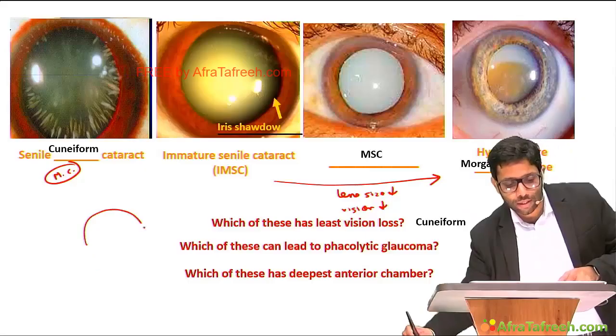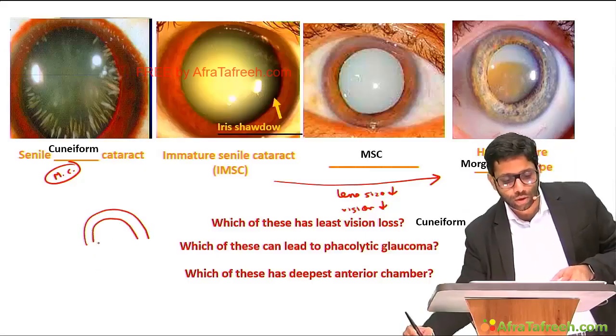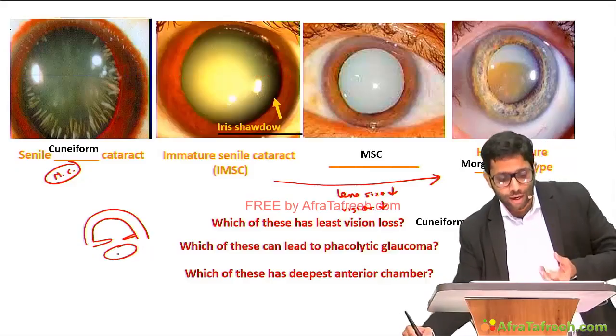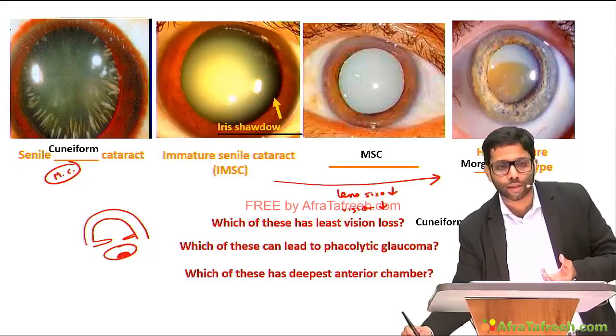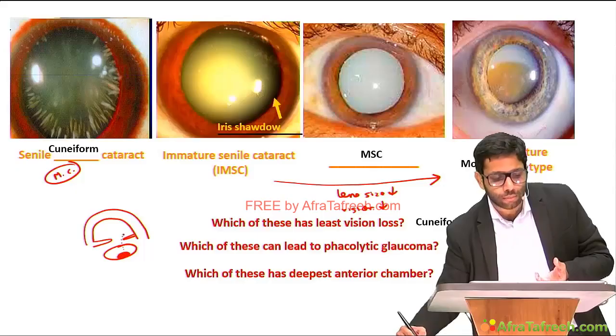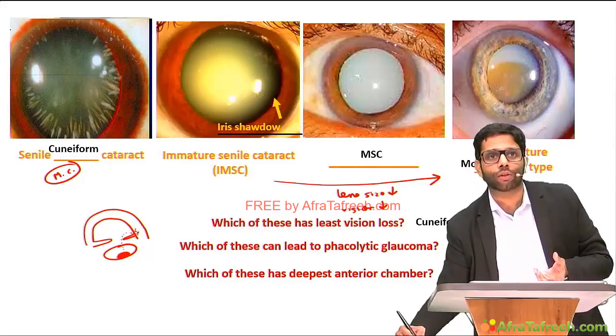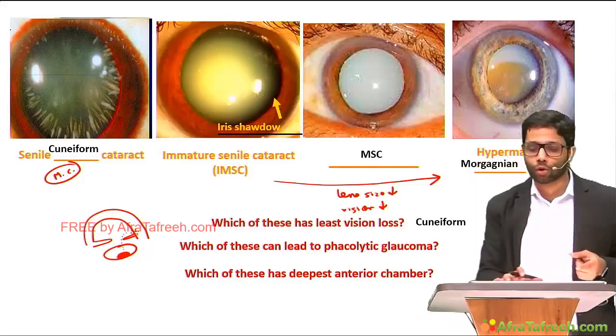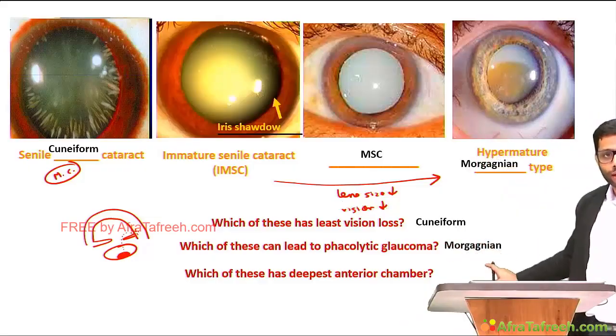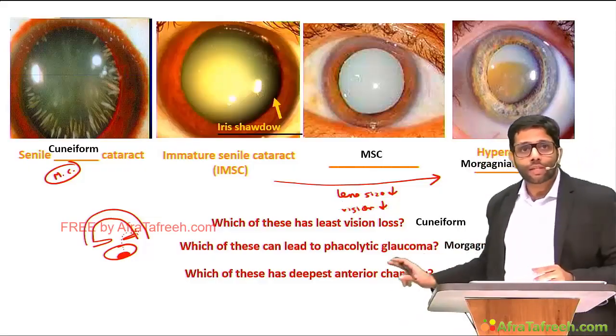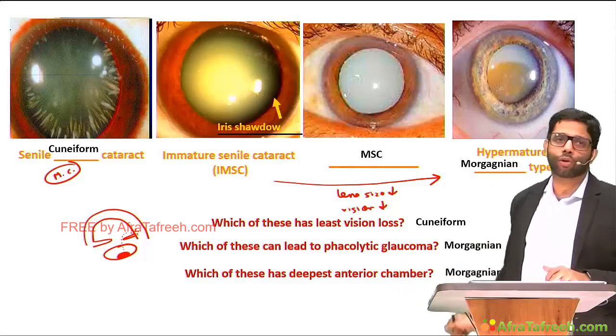If this is your eye, cornea, this is the iris. If the lens is very shrunk and this is the hypermature Morgagnian, lens protein can come out and block the trabecular meshwork. That is secondary open angle glaucoma seen in hypermature Morgagnian. Which has the deepest anterior chamber? I told you, Morgagnian.